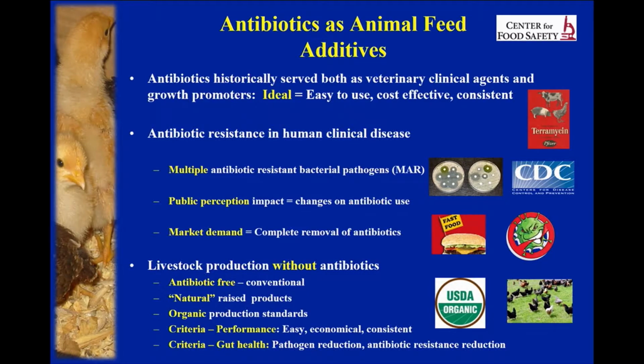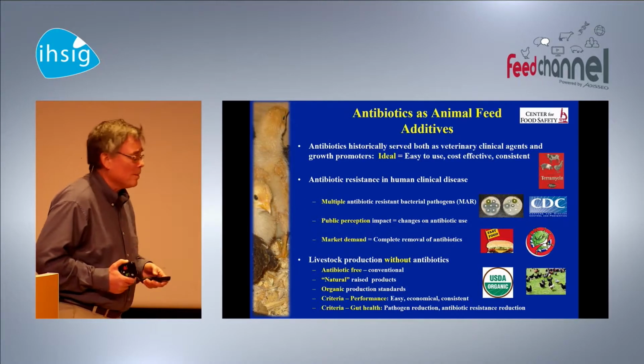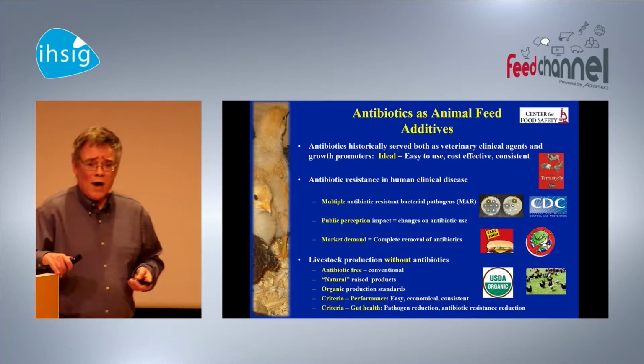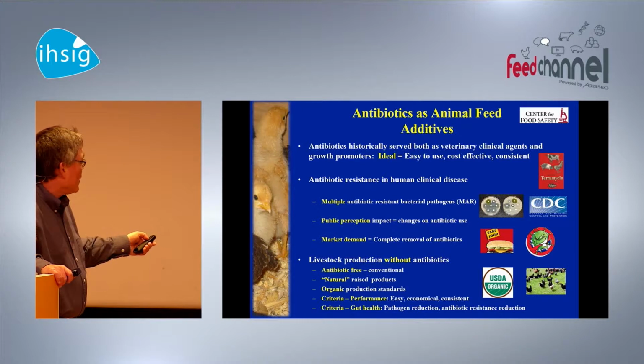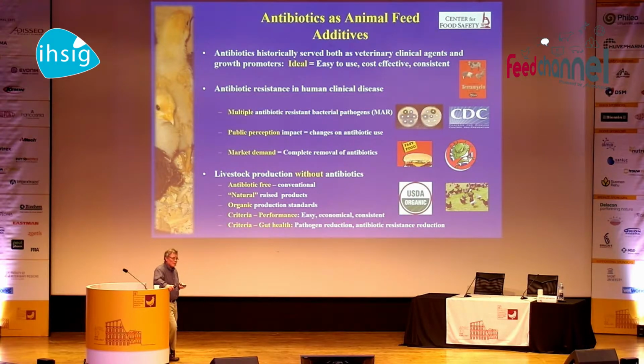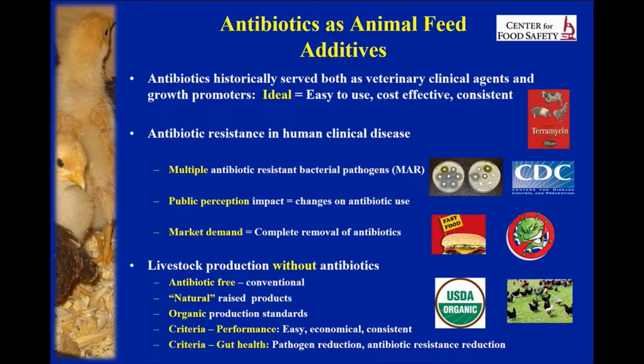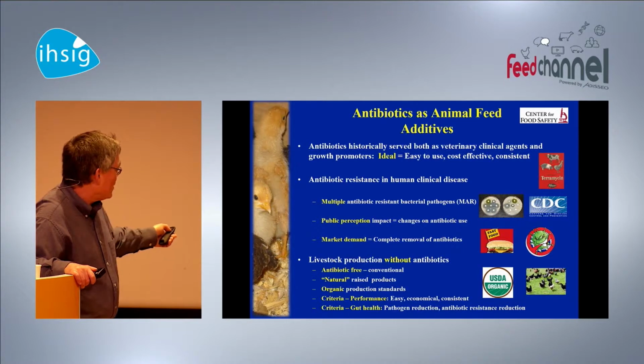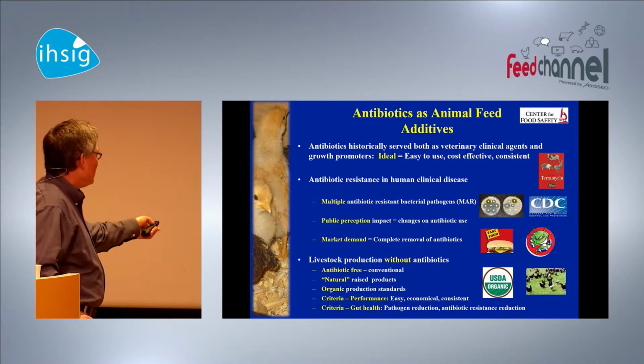In conjunction with that, we've seen a big jump in livestock production without antibiotics. We have antibiotic-free from a conventional standpoint. The large organizations such as the Tysons of the world are certainly marketing antibiotic-free chicken products, pork products, etc. The rise of naturally raised products, pasture flock, and free-range poultry has become more and more of a market. Of course, organic production in the U.S. has organic production standards, as does most of the rest of the world, for organic products that, again, do not have antibiotics.